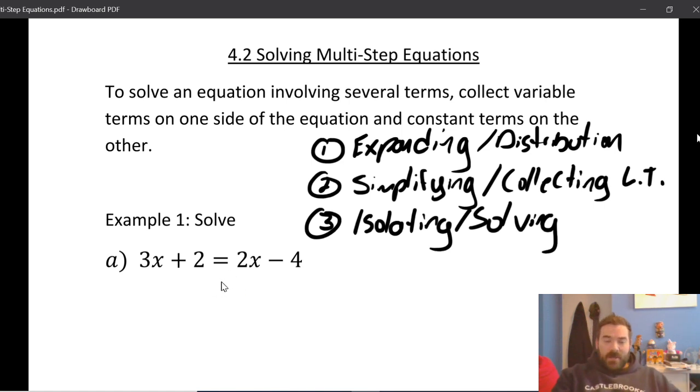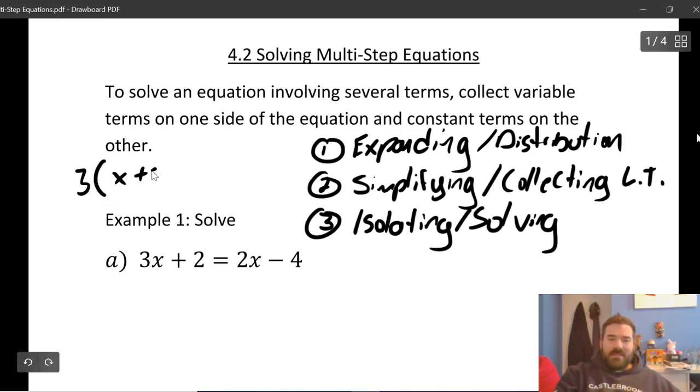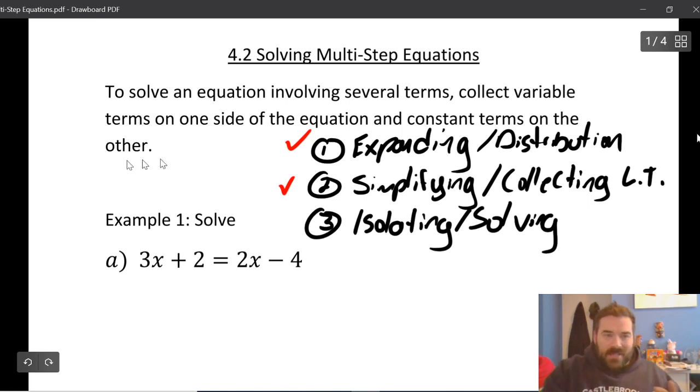And in this one, we don't need to do any expansion. So normally our first step is expansion, so distributive property, but there's nothing here to distribute. I don't have any coefficients outside of brackets. This would be an example of something I would have to distribute. This is a multiplication. I don't have that in this case, so I can skip step 1 and go right to step 2. So here I want to simplify and collect like terms.